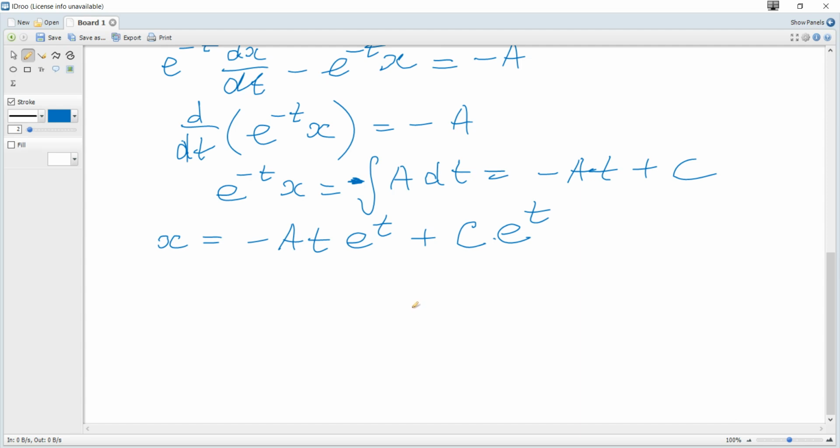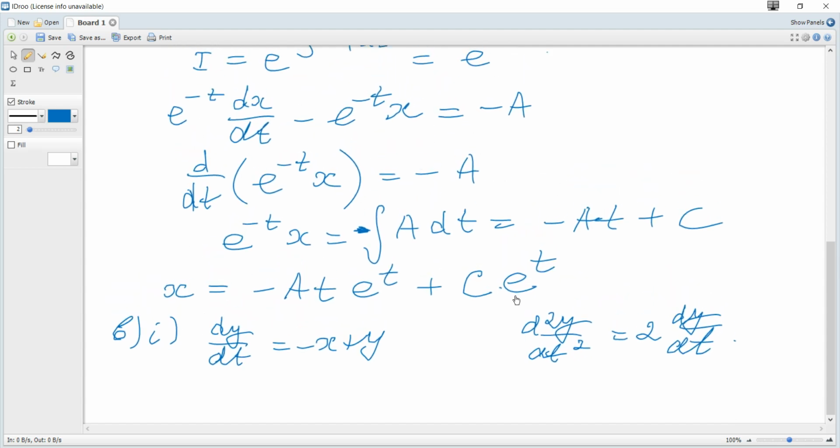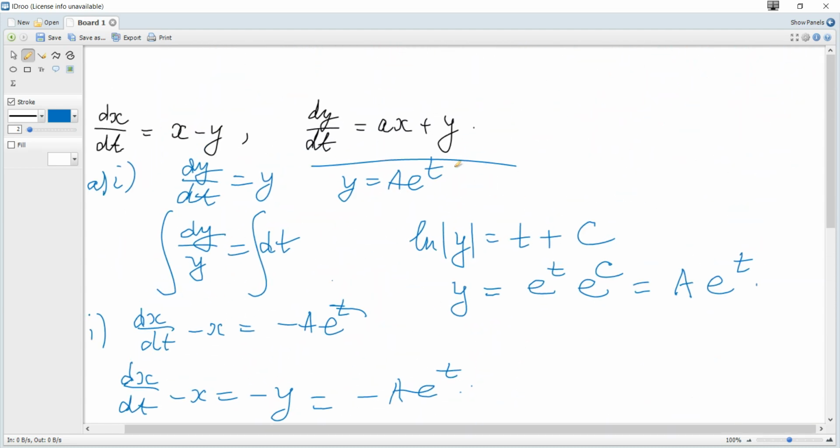This is the required expression for x in terms of t. Next, now consider the case where a is −1, 3 marks. By differentiating dy/dt = −x + y with respect to t, show that the second derivative of y is 2 dy/dt. This is the equation when a is −1.